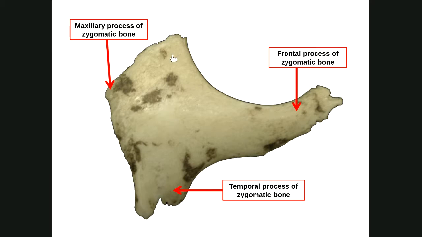All right, so now we've named all the processes. The long, slender one, traveling up towards the frontal bone, that's the frontal process. We saw this one already, the temporal process. This is going back towards the ear. And then this wider one, that's the maxillary process. That's going to go more towards your mouth and your nose.